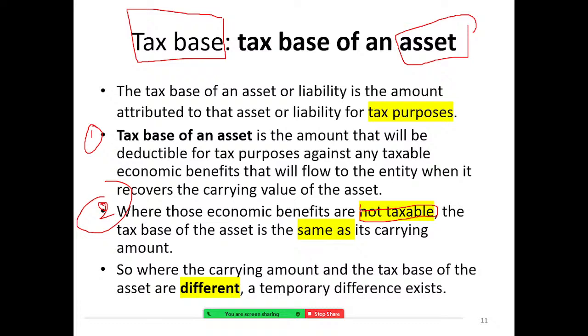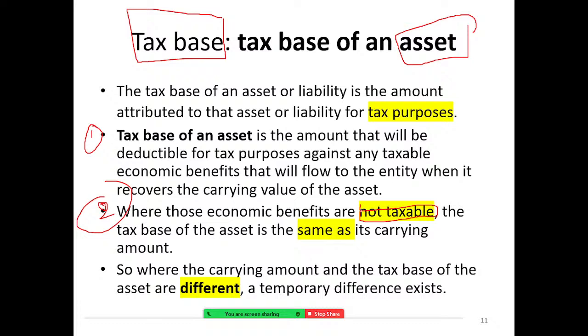A motor car used for traveling purposes of managers and executives. Are there any capital allowances? Unqualified building. There are two types of buildings: qualified building and unqualified building. So where those economic benefits are not taxable, the tax base of the asset is the same as the carrying amount. You have to remember these things when you decide the tax base of an asset.